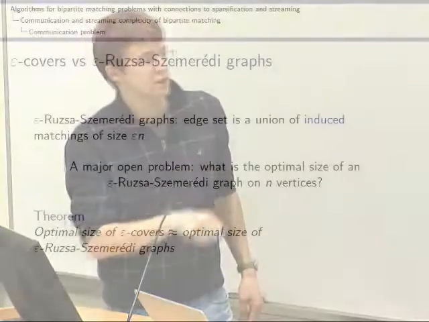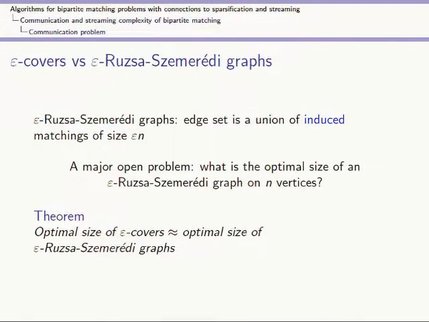So for example, the best known upper bound for these graphs is n squared over log star. And the best known constructions for constant epsilon achieve a number of edges which is n^(1 + Ω(1/log log n)). Okay. And we show that for the general question of bounding the optimal size of epsilon covers, this question is essentially equivalent to bounding the optimal size of epsilon Ruzsa-Szemerédi graphs. Okay.